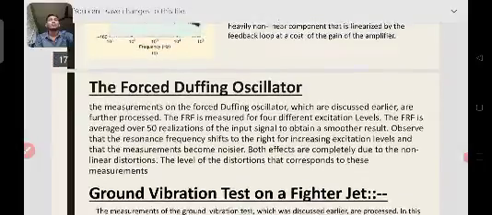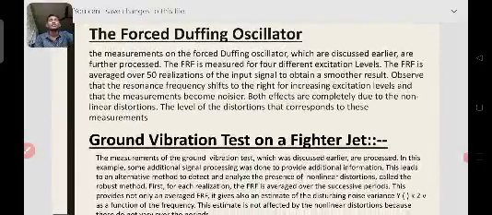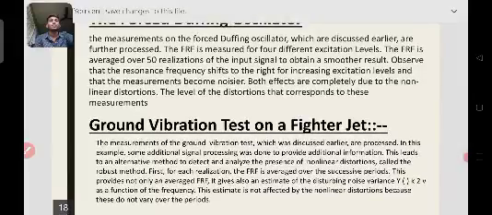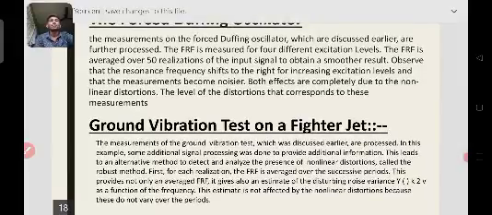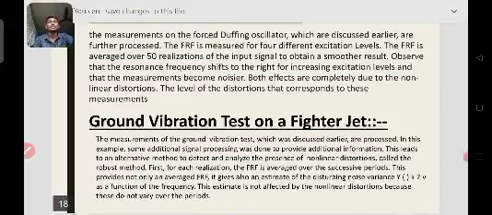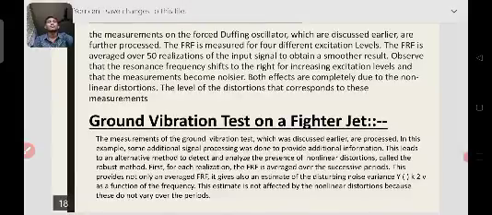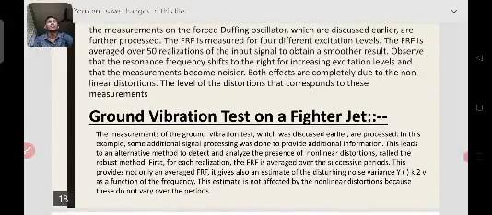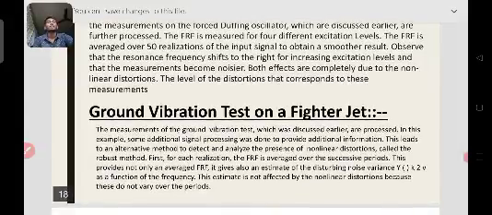So coming to the forced Duffing oscillator, the measurements on the forced Duffing oscillator which were discussed earlier are further processed. The FRF is measured for four different excitation levels. The FRF is also averaged over 50 realizations of the input signal to obtain a smoother result. Observe that the resonance frequency shifts to the right for increasing excitation levels and that measurements become noisy. Both effects are completely due to nonlinear distortion. The level of distortion corresponds to this measurement.